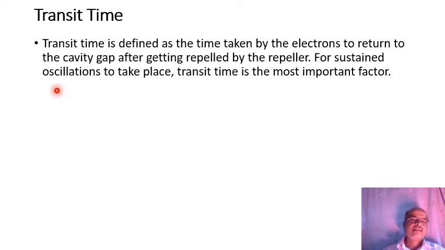In this case, one term is transit time, and it is defined as the time taken by electrons to return to the cavity gap after getting repelled by the repeller. For sustained oscillation to take place, transit time is the most important factor.